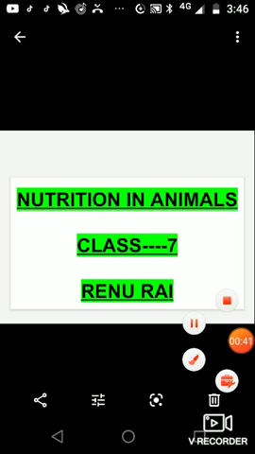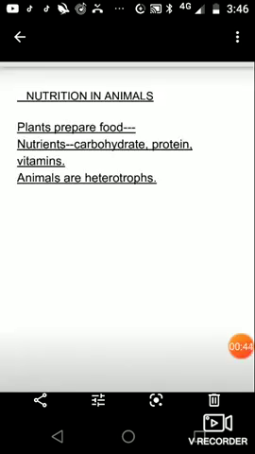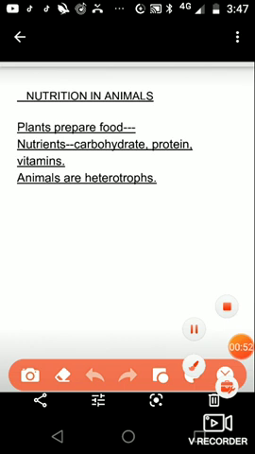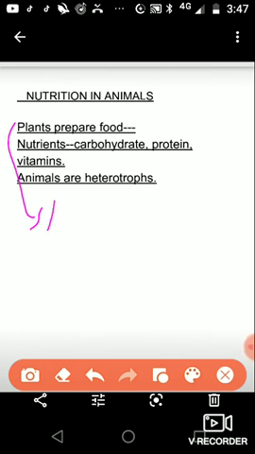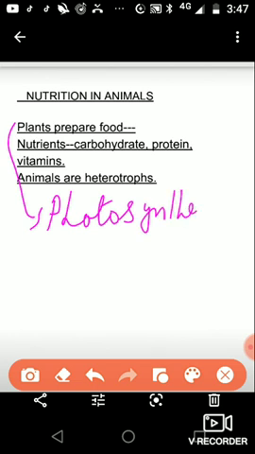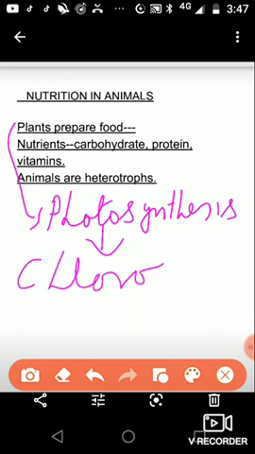Now move to the chapter. Okay, students. In our previous chapter, what have we learned? We have learned that plants prepare their own food. Plants can prepare their own food with the process called photosynthesis. This is the process through which plants prepare their food, and they can perform photosynthesis because they have chlorophyll, the green pigment. So we already know all these things.